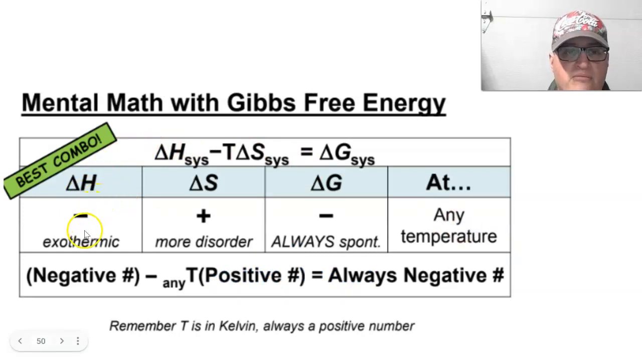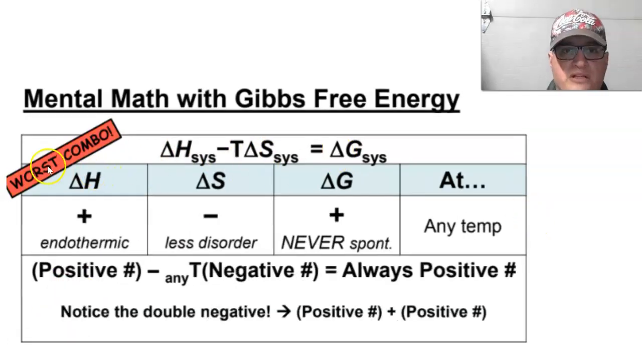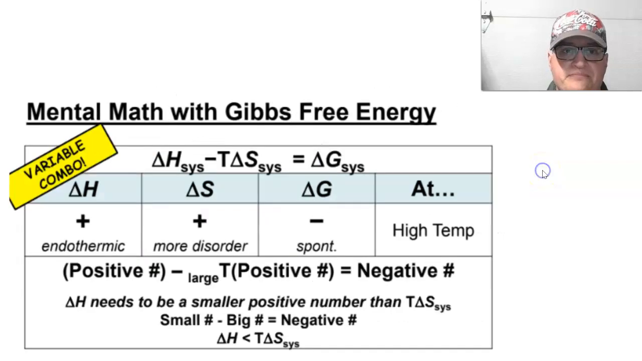The best combo, something exothermic with more disorder, is always spontaneous. And that means at any temperature. Because whether this increases or decreases, and remember this is Kelvin, which means it's always a positive number, a negative minus a negative is always negative. Worst combo, endothermic with a decrease in entropy, is never going to be spontaneous at any temperature. A positive minus a negative value, another positive, is going to be positive plus a positive, always positive. So double negative, never good.